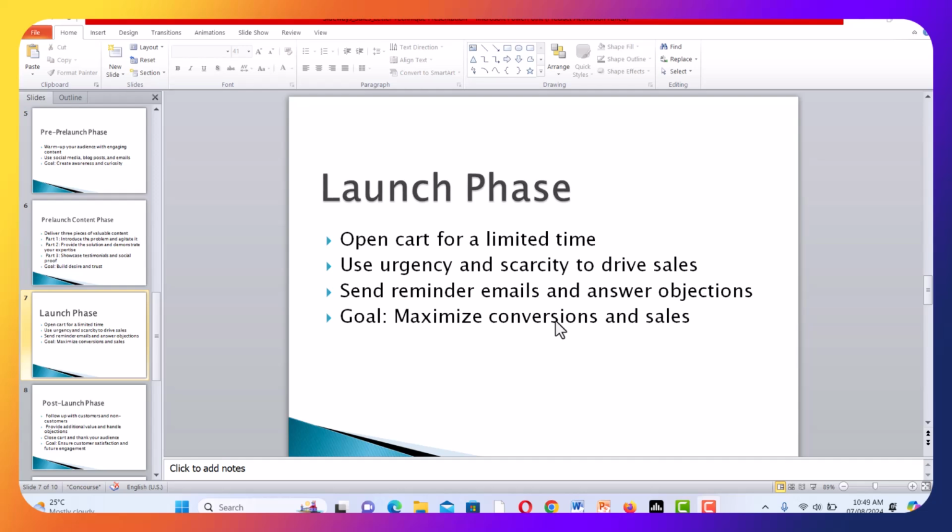So you can send them reminder emails. Then make sure you answer objections that your audience may have. Then the goal here is to maximize conversions and sales.